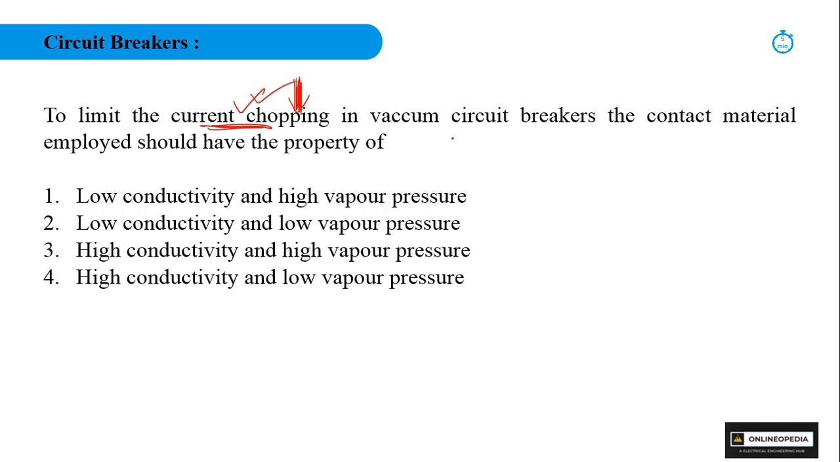So to limit the current chopping in a vacuum circuit breaker, the contact material employed should have the property of: low conductivity and high vapor pressure, low conductivity and low vapor pressure, high conductivity and high vapor pressure, or high conductivity and low vapor pressure. From among the options, the contact material should have low conductivity and high vapor pressure. Then it can reduce the current chopping in a vacuum circuit breaker.